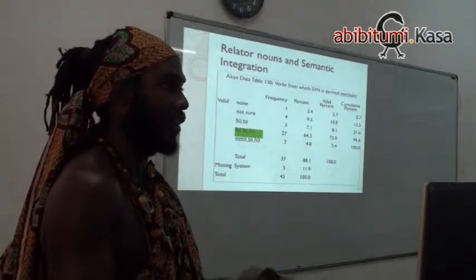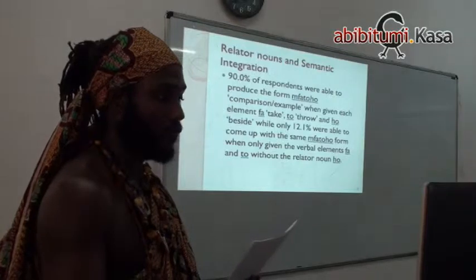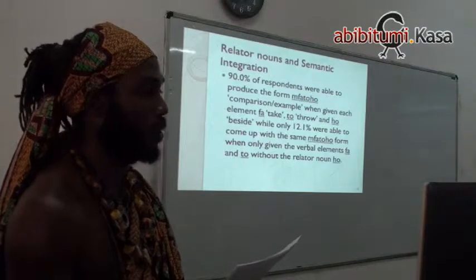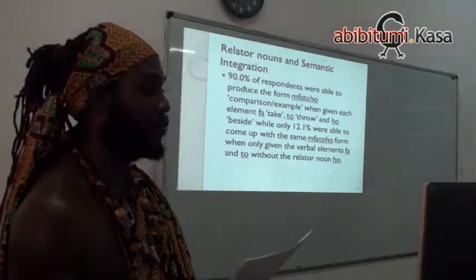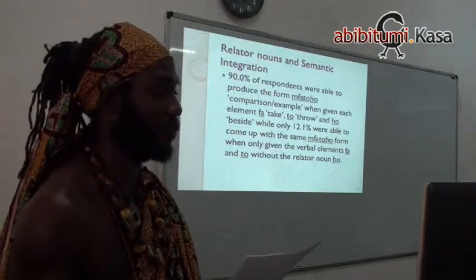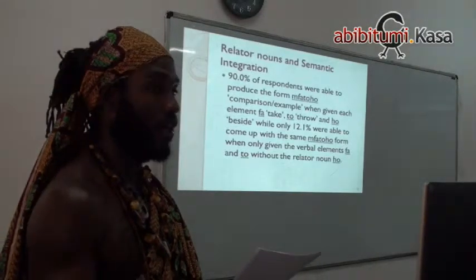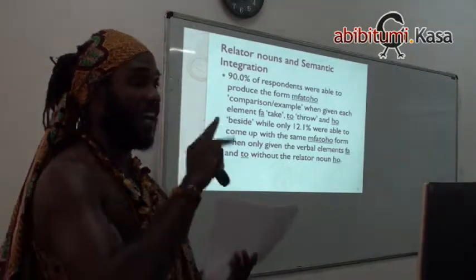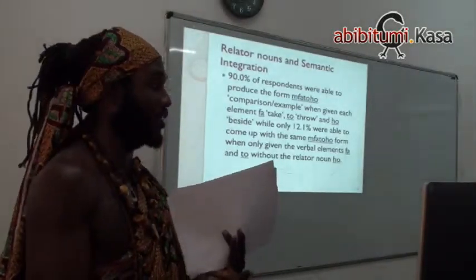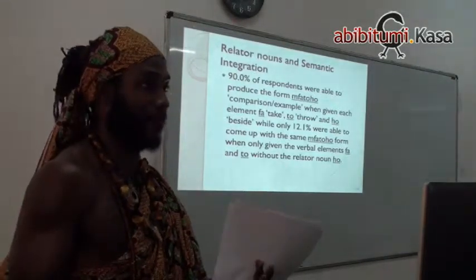So initially I looked at it and said, oh, well, maybe it's a fluke. But we see this again with 90% of respondents who were able to produce the form in fatohum when they were given the 3 elements, fa, to, and hum, while only 12.1% were able to come up with that same form in fatohum when they were only given the verbal elements fa and to without the relator noun hum. What this is letting us know is that not only are the 2 verbs highly integrated, also the hum is integrated along with it, in the sense that if you're not given all 3 together, it's very difficult for it to mean anything. All right?